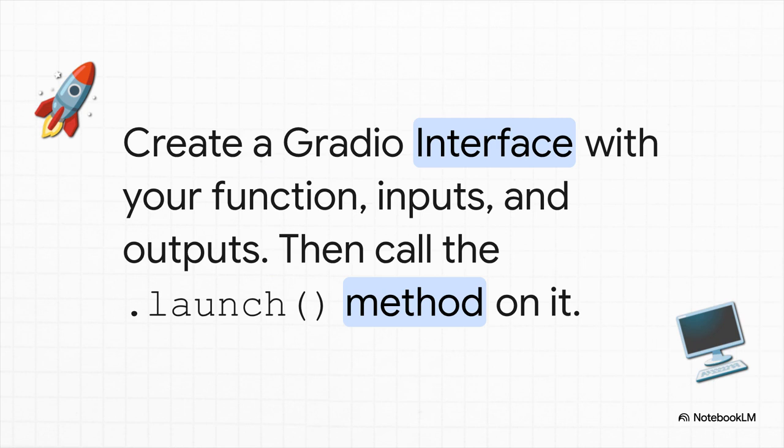Okay, now for steps 2 and 3. This is where the magic really kicks in. This is the heart of Gradio. All we do is create an interface. We pass it our function, tell it the input is text, and the output is also text. Then we just call .launch. And boom, that's it. 3 lines, and we're done.